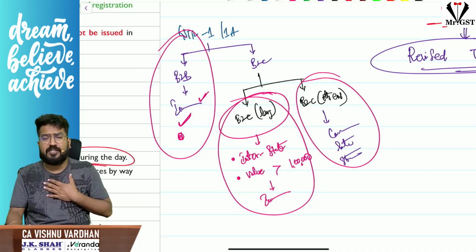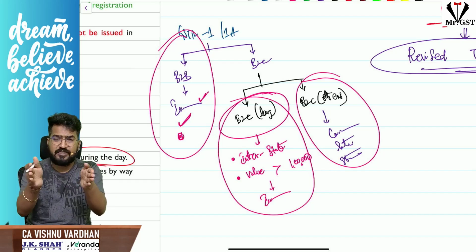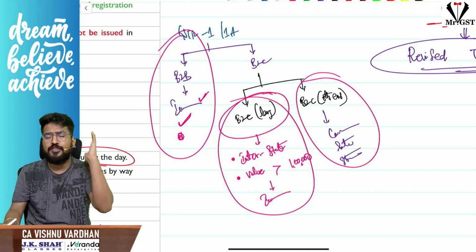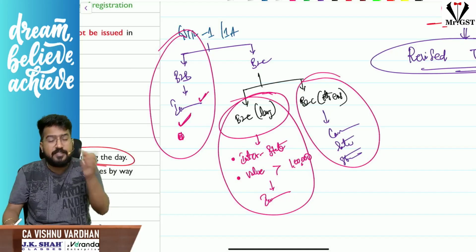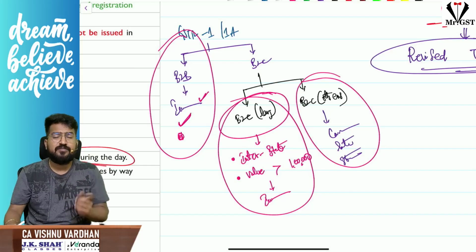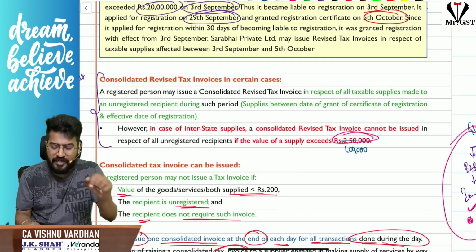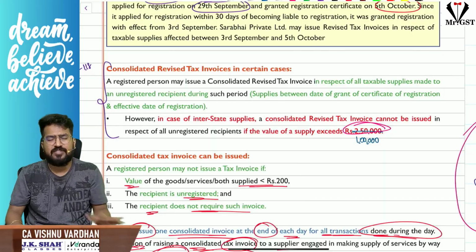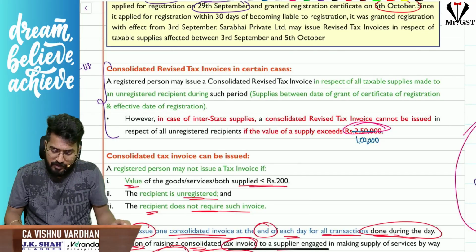Vishnu became liable for registration, and from the date of becoming liable till the date of grant of the registration certificate, during this time gap, Vishnu made 10 supplies to one customer. I should give 10 revised tax invoices. Instead of giving the 10 revised tax invoices, we are saying you can consolidate and give one consolidated revised tax invoice for the 10 revised tax invoices.